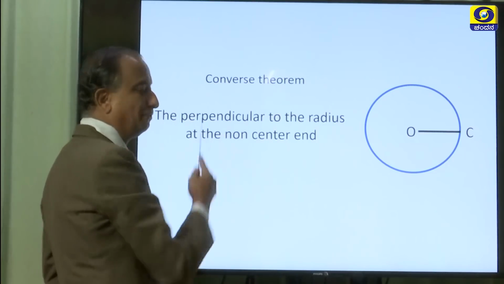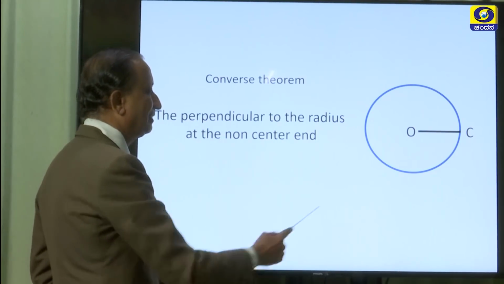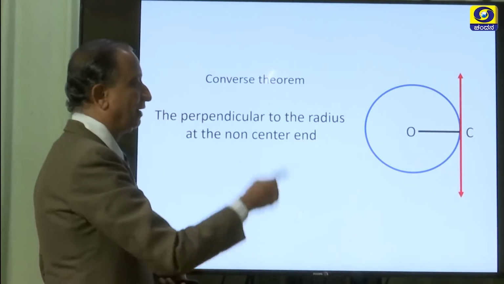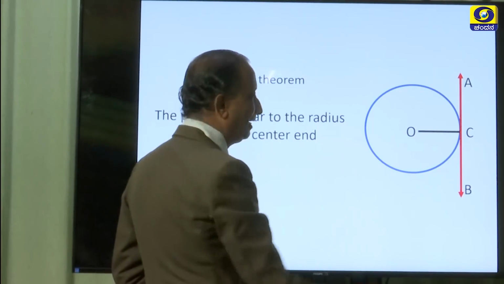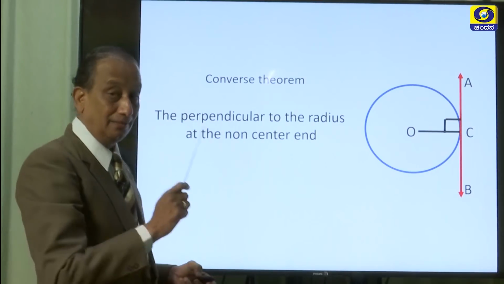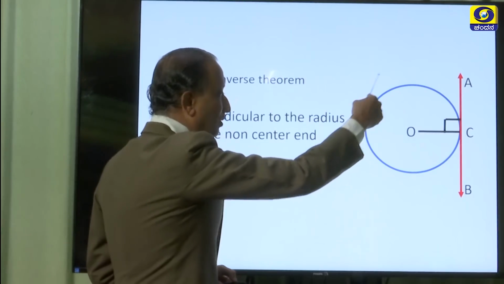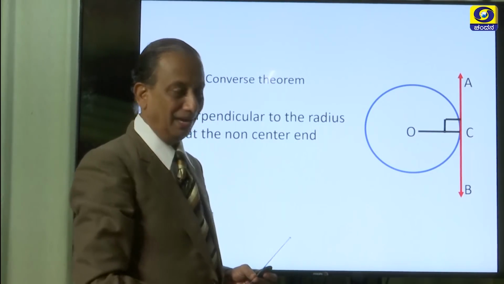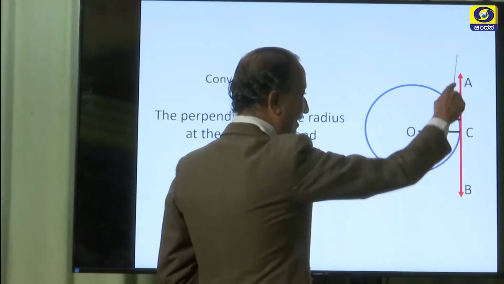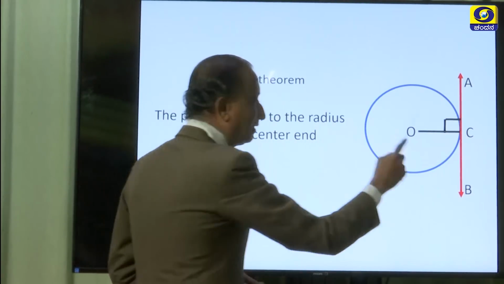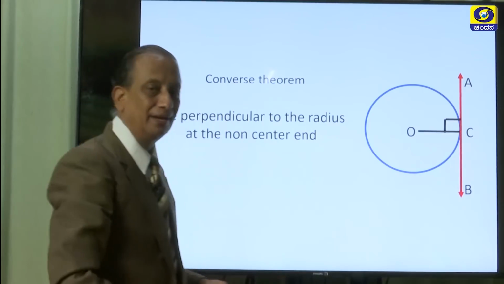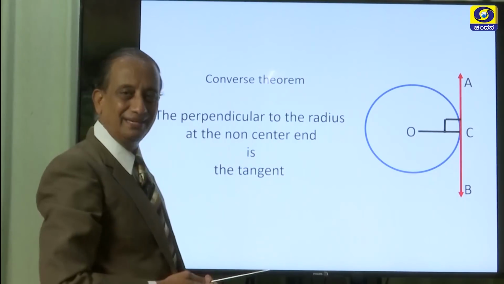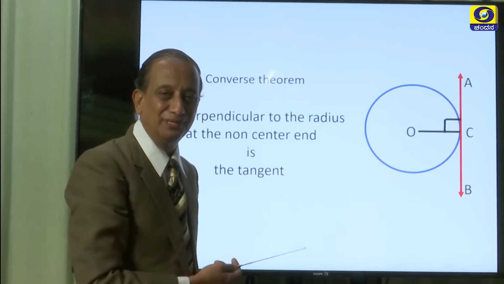So the converse of this theorem can be stated as: if you happen to draw a perpendicular at this point here like this, call it AB, so this angle is 90, then this perpendicular line is going to touch the circle at only one point. So this is the radius, this is the non-center end. If you draw a perpendicular like this, it will touch the circle at only one point. Whenever a straight line touches a circle at only one point, it is called a tangent. This is the converse to the theorem.